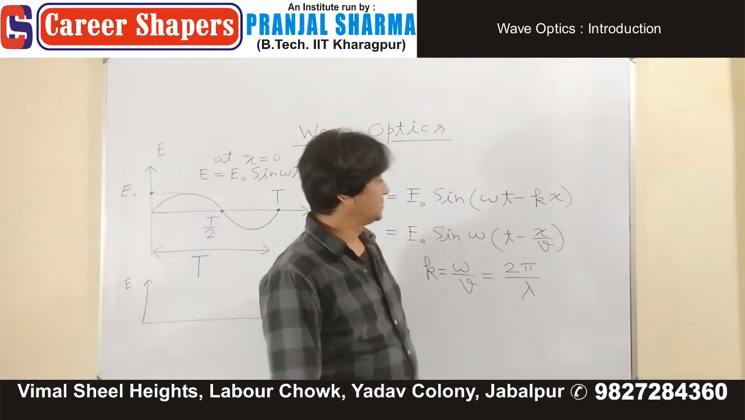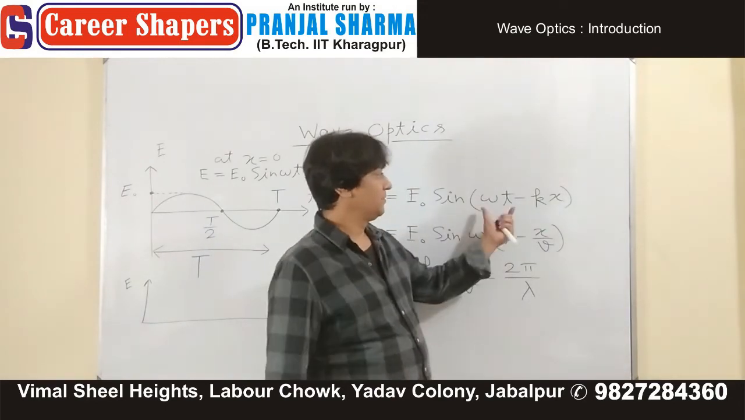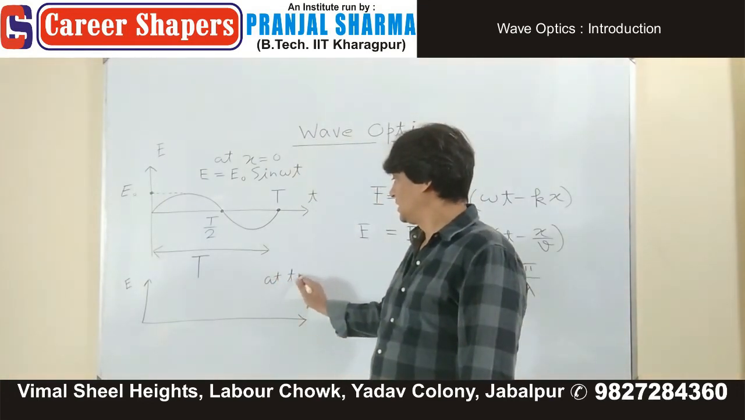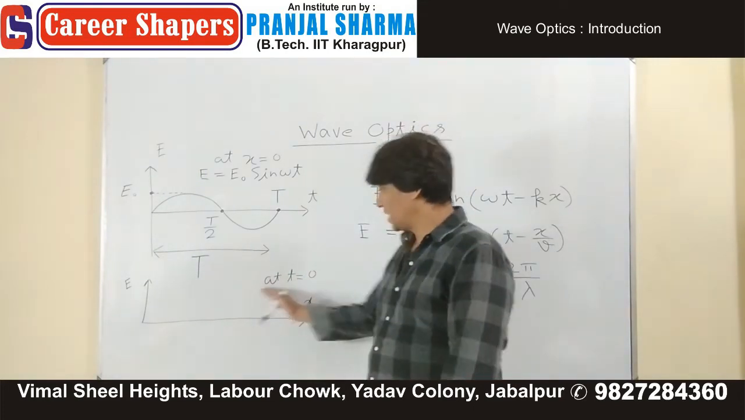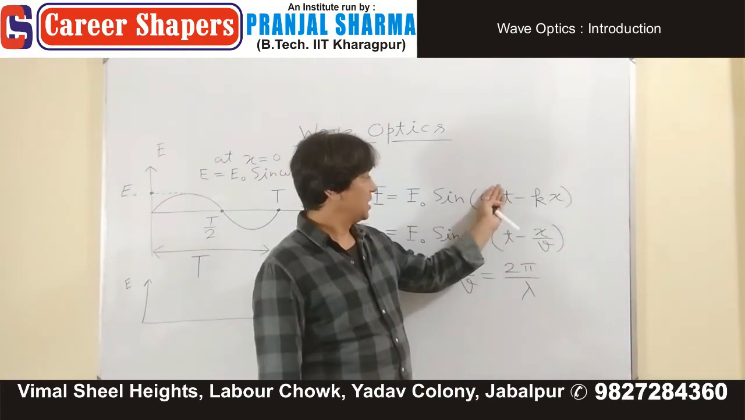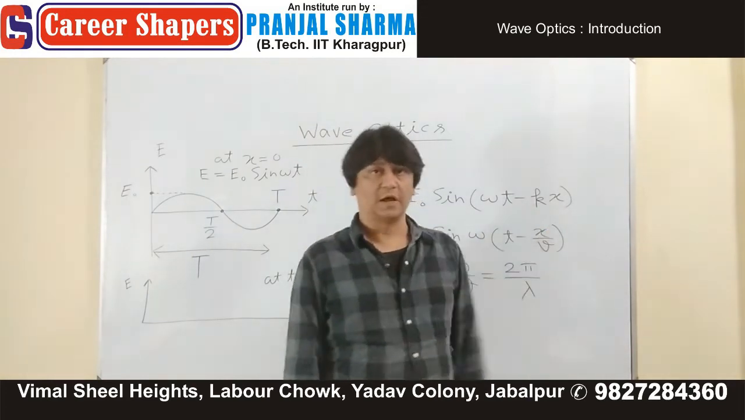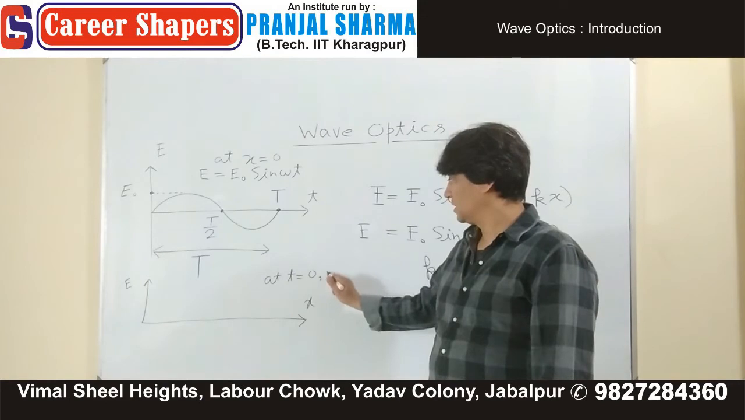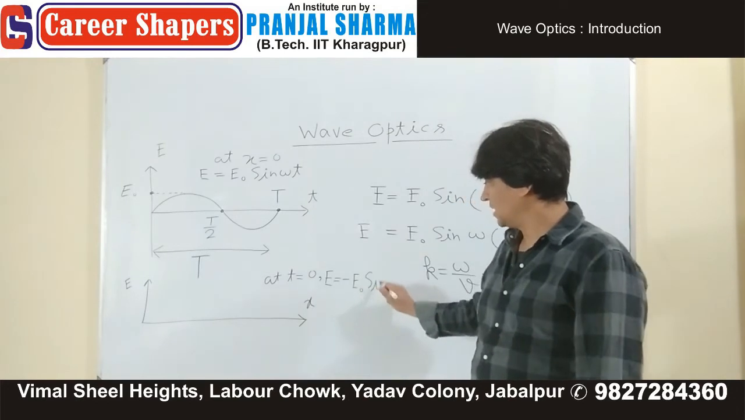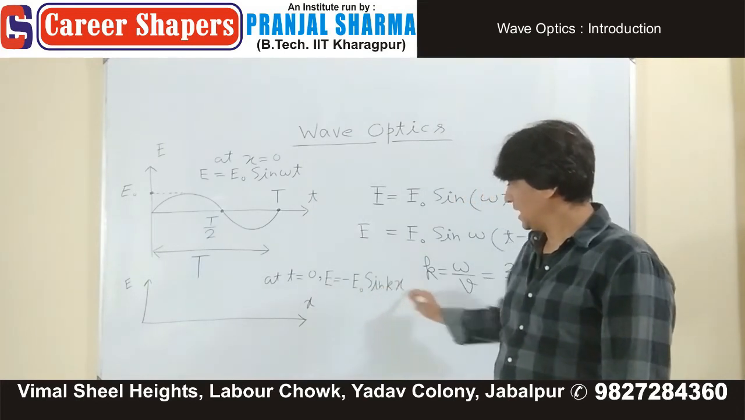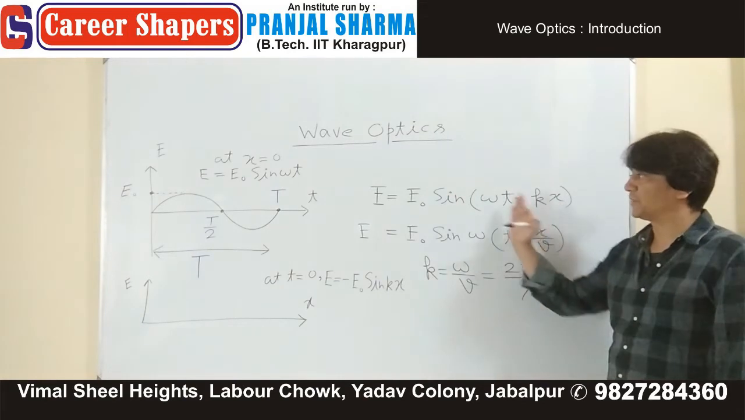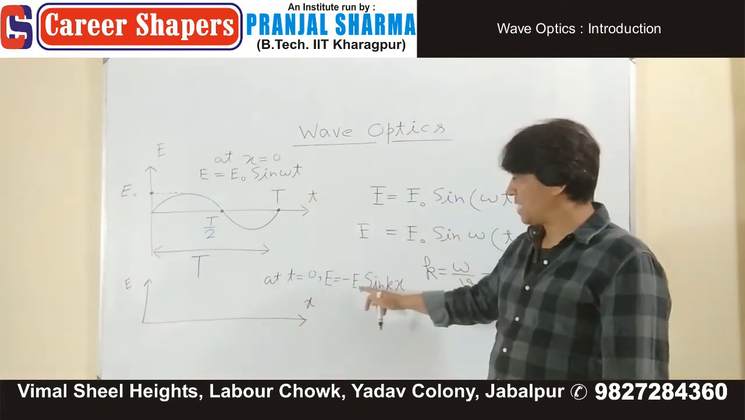E versus X, and say we are drawing the graph at t equals 0. If I say I am drawing the graph at t equals 0, look at this equation. Put t equals 0, it becomes what? E naught sine minus of kx, which is simply E equals minus of E naught sine kx. Put t equals 0, you get minus of kx, and you can take the negative sign out. E equals minus of E naught sine kx.